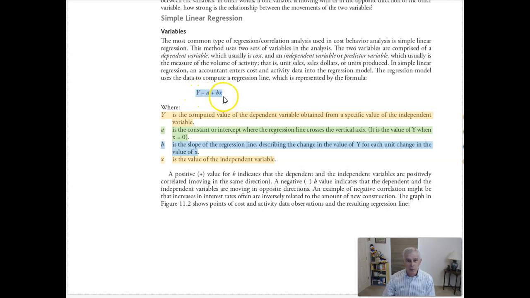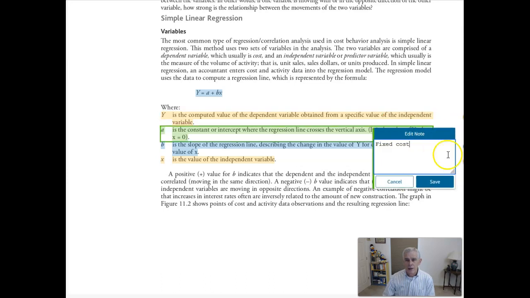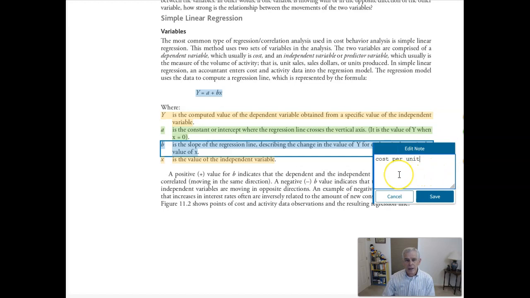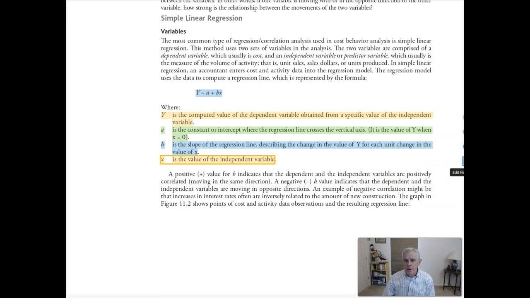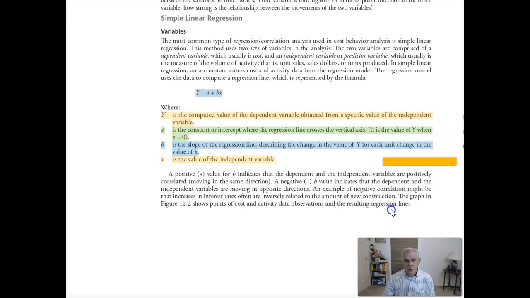y equals a plus bx. They discuss them here, but now in accounting terms, y is total cost. A is fixed cost, and you're going to add fixed cost to the next component, and b is the cost per unit, and then x is number of units. Okay, so that's in accounting terms what those are. So total cost equals fixed cost plus your variable cost, which changes with activity.